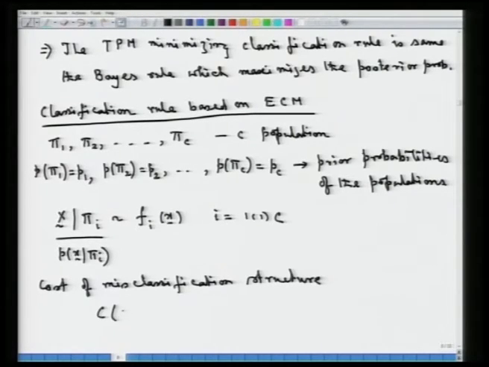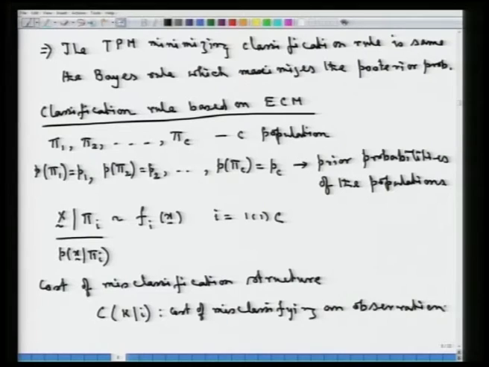We define that by c_ki. So, this is the cost of misclassifying an observation coming from the ith population, that is pi i, into the kth population, that is pi k. So, we have got these c_ki's for i, k equal to 1 up to c.